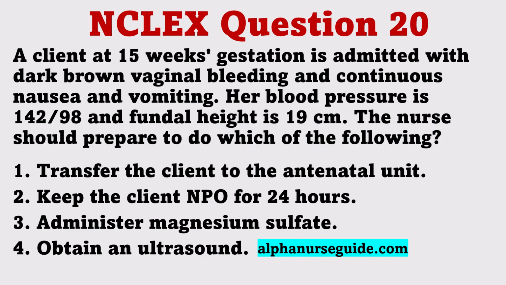The continuous nausea and vomiting is abnormal at this point in the pregnancy and can be a result of high levels of progesterone from a molar pregnancy. There is no fetus involved. The blood pressure elevation and continuous nausea and vomiting will resolve with evacuation of the mole, negating the need for magnesium sulfate therapy and placing the client on NPO status.